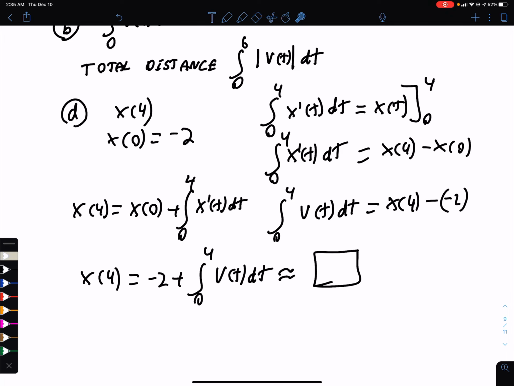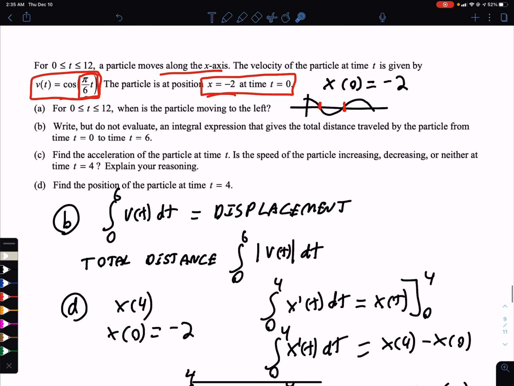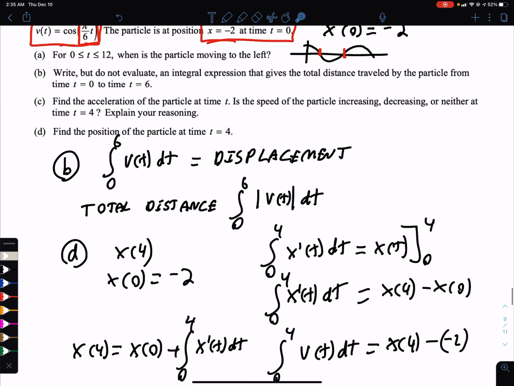So make sure this is sinking in, that you process through this, because this happens all the time on the AP test. You're going to have a ton of questions on the Chapter 5 test that relate to this, a ton of them. Okay? So that's that one.